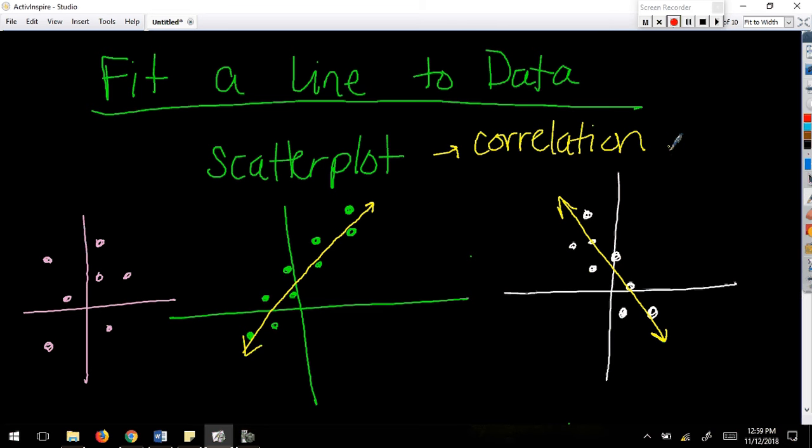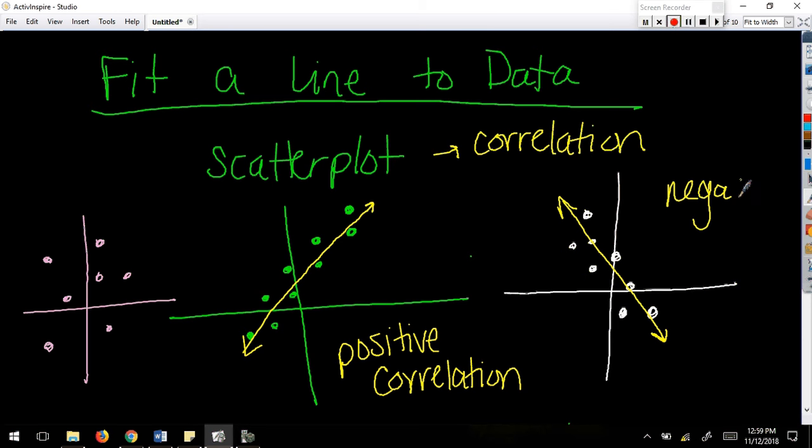Okay, and so if it looks like it's following a line up, we say that it has positive correlation. If it looks like it's being modeled by a line that goes down, we say that is negative correlation. And if you look at this first one, how it looks like it's everywhere, there's no relationship here, we would say that has no correlation. There's not a line that you could use to represent that data.